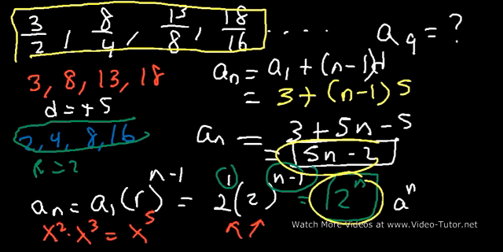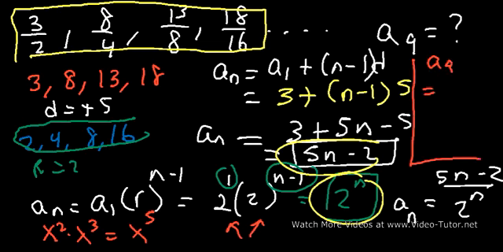A of n is equal to 5n minus 2, which is for the numerator, divided by 2 raised to the n, which is for the denominator. So we want to find a of 9. So that's equal to 5 times 9 minus 2 over 2 to the 9th power.